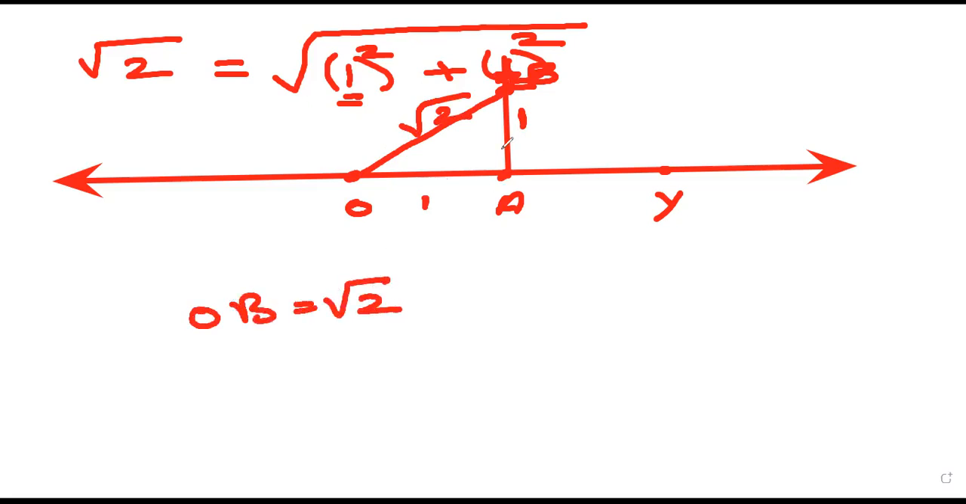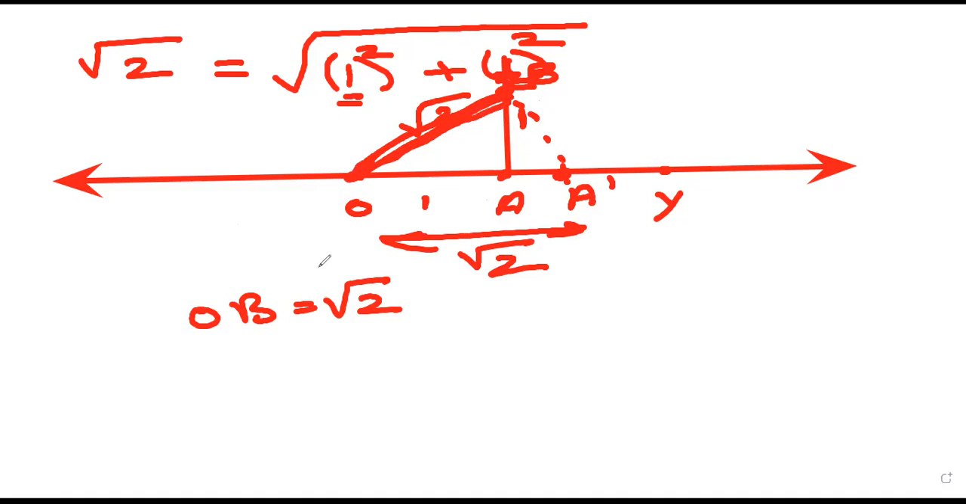But you have to show this root 2 on the number line. So, what you will take? You will take out your compass. Now, O as a center and OB as a radius. Draw an arc over here. So, now children, this point that is A dash is going to represent root 2. I hope, children, you are clear with this, how to draw root 2 on the number line.